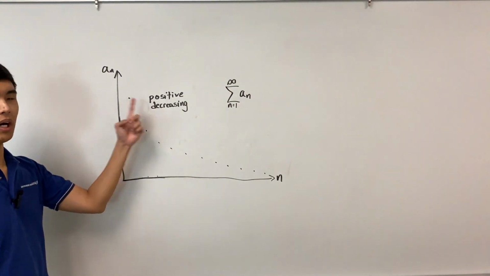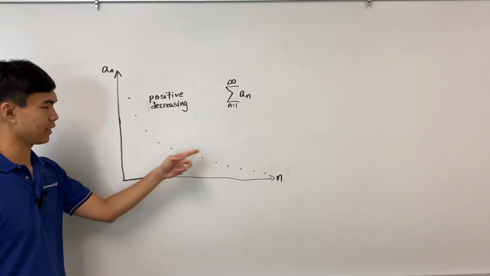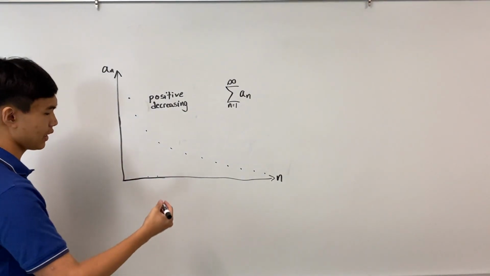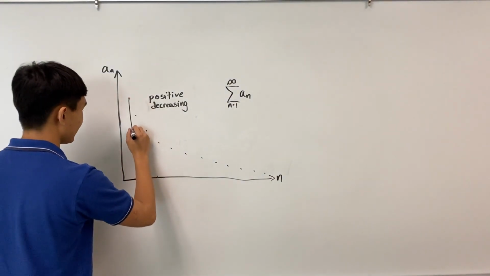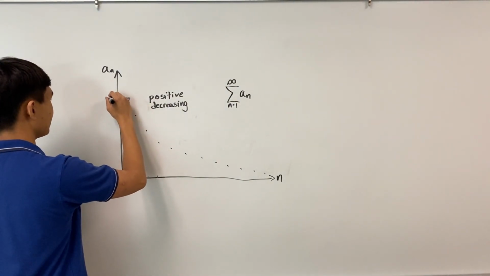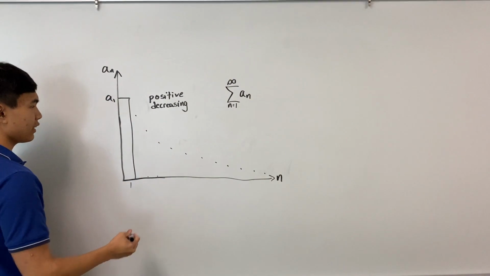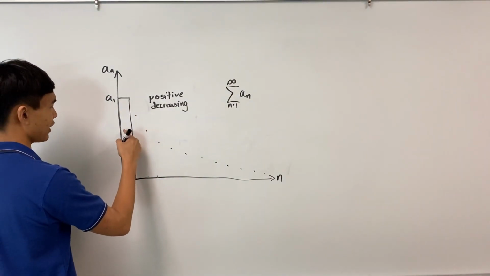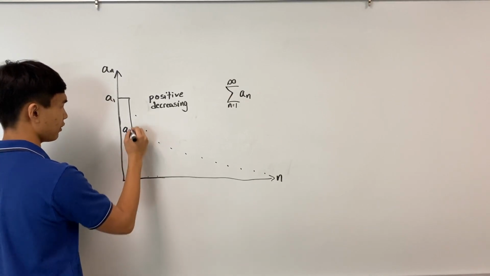Let's imagine that you have a positive and decreasing sequence, kind of like this one. Another way to think about the summation of this sequence is to imagine you're adding rectangles of width 1 and a height, the value of the sequence at that end value. So here is the first rectangle, and this area has a value of A1.